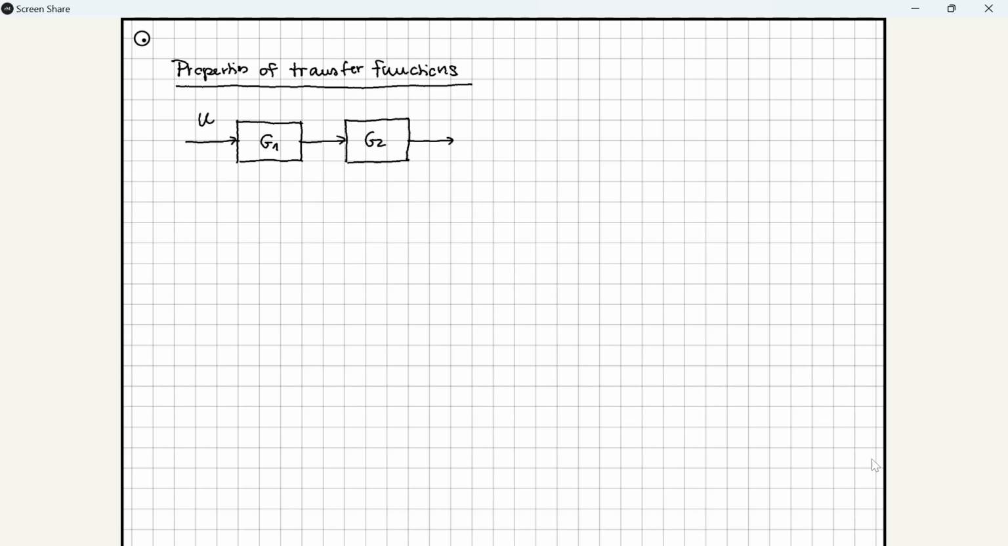And we have an input u and an output y. We can see that the overall transfer function y over u equals g1 times g2. And we can simply figure this out by calling an intermediate variable in here, which is y1. So y1 equals g1 times u, and y equals g2 times y1.